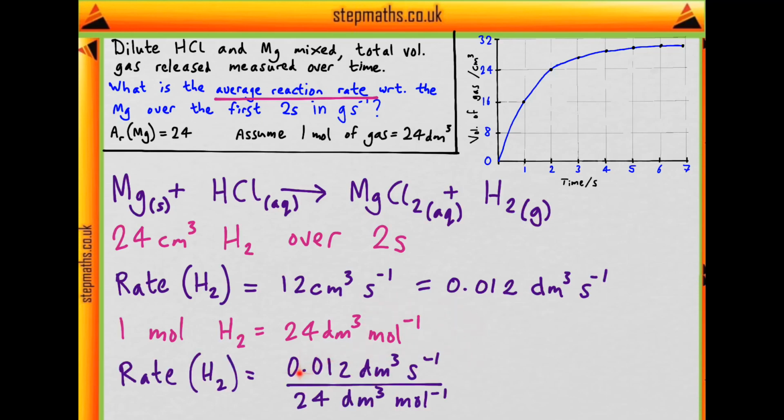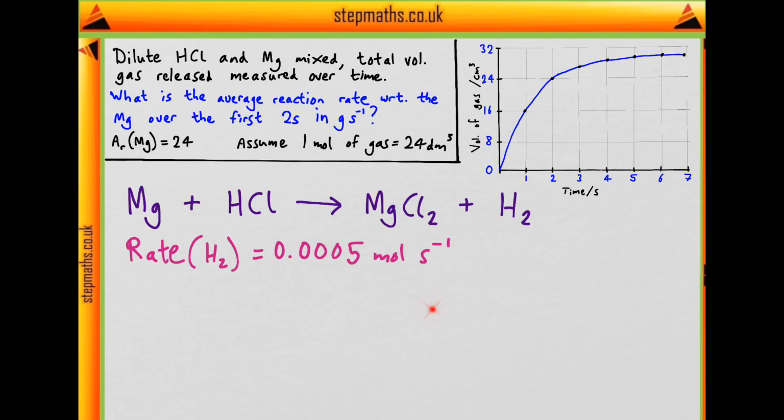So if we divide the rate in decimetres cubed by how many decimetres cubed are in a mole, that's 0.012 over 24. How do you do this without a calculator? Well, 12 over 24 would be 0.5. So 0.012 over 24 is 0.5 divided by 1,000, which is 0.0005. Which is our rate in moles per second. So we have the rate with respect to hydrogen in moles per second.